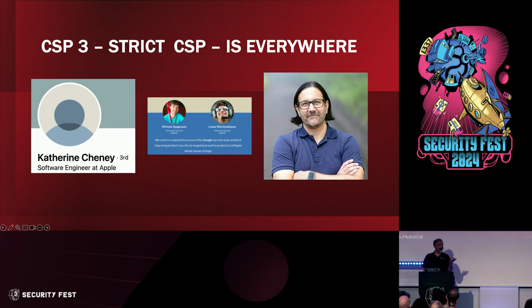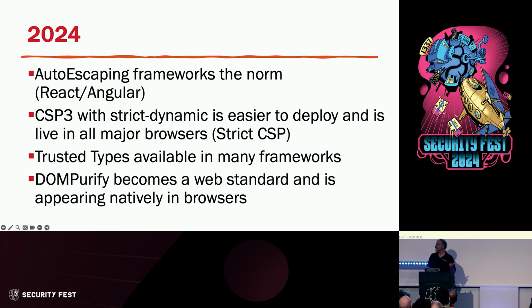And I'm like, hey, you got the funding. Can I have a piece of that? And they're like, no. All right, so let's finish up with this. So 2024, cross-site scripting, auto-escaping templates are the norm. CSP3 with strict dynamic is now easy to deploy and live in all major browsers. Why? Because some of us were acting like jerks on Twitter. Yes, Trusted Types is live in frameworks, and DOM Purify is native in the browser now.